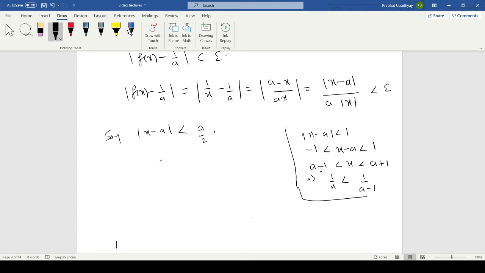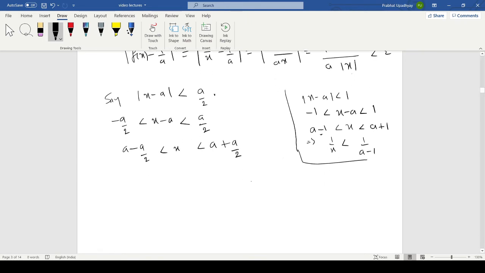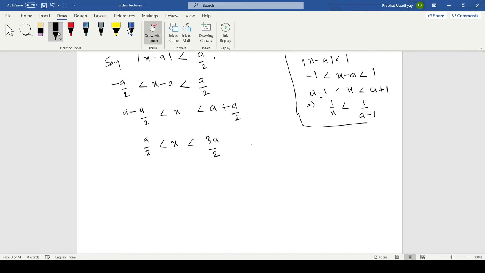So if mod x minus a is less than a upon 2, I'll have minus a by 2 less than x minus a less than a by 2. After adding a, I will have a minus a by 2 less than x less than a plus a by 2, and this will give me a by 2 less than x less than 3a by 2. Now if you take the reciprocal, you will have 2 upon 3a less than 1 upon x less than 2 upon a. Now this 2 upon 3a is also positive.